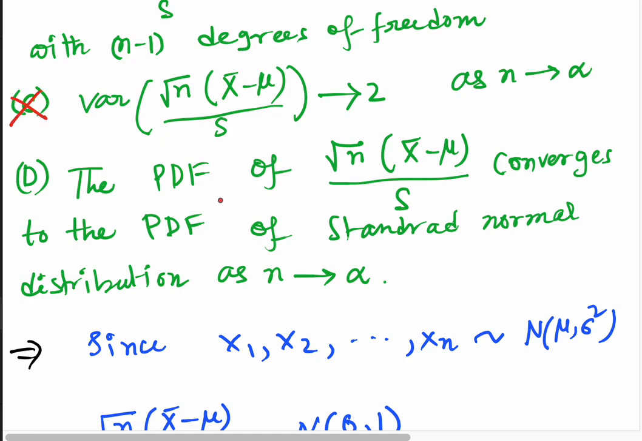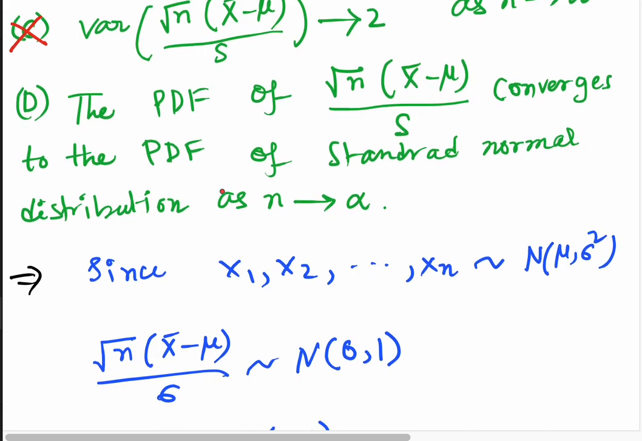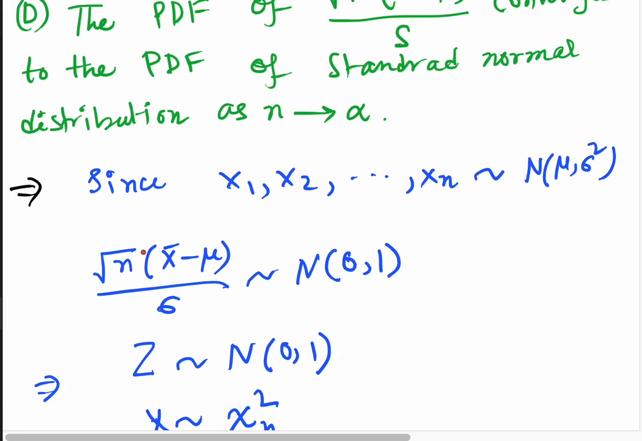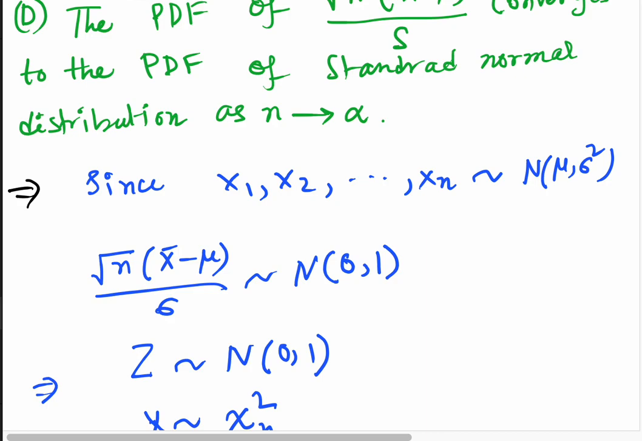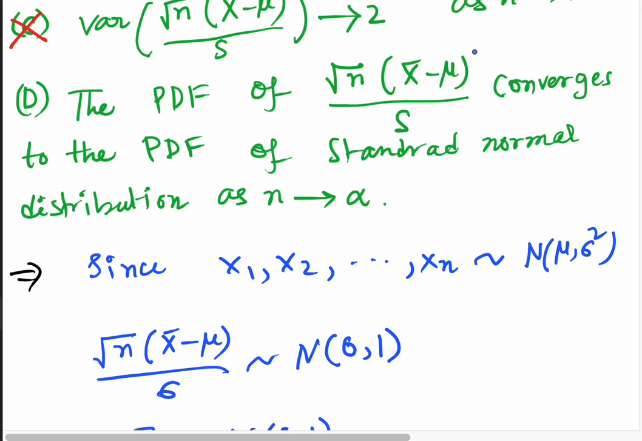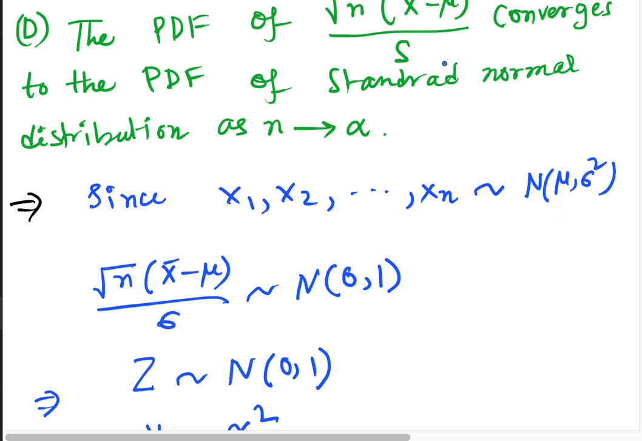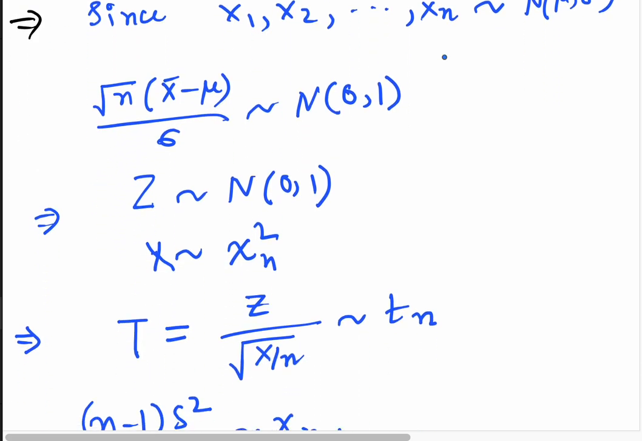Now let's see the third: the PDF of root n (X minus mu) converges to the standard normal distribution. Let us see where a t distribution, since this is a t distribution with degrees of freedom n minus 1. Let us first see where a t distribution with degrees of freedom n goes to. So let's check that.